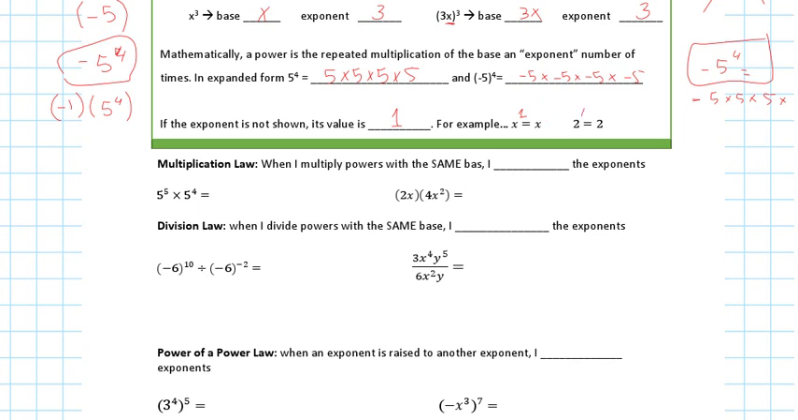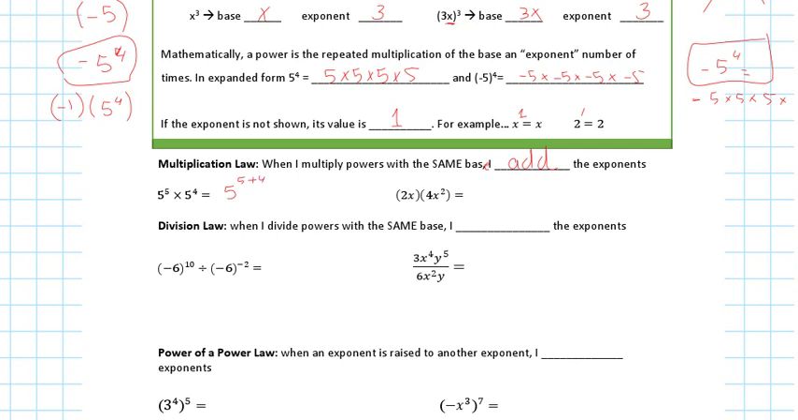All right. So let's see what you remember. Multiplication law. When I multiply powers with the same base, I add the exponents. Remember, you must have the same base, right? So in this case, I have 5 to the power of 5 times 5 to the power of 4. Do I have the same base in this case? Yes. So all you have to do is keep the base as is, and then add your exponents. So that's going to be 5 to the power of 9.